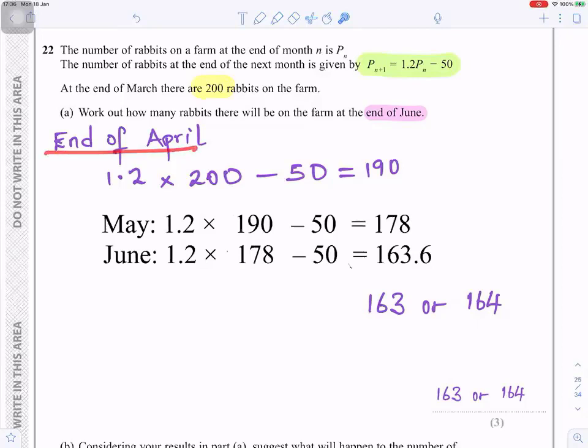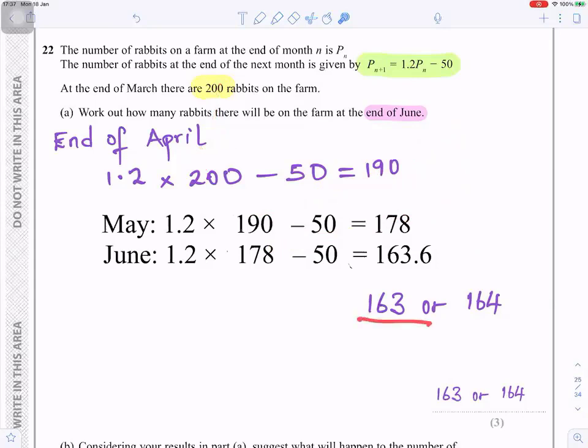So at the end of April, it will be 1.2 times 200 minus 50. At the end of March, there are 200 rabbits on the farm. So you get 190. And then for May, 1.2 times the 190 minus 50 is 178. For June, 1.2 times 178 minus 50. So you sub in the 200, you get the answer. Sub the answer 190, you get the next answer, and sub the next answer to get the final one.